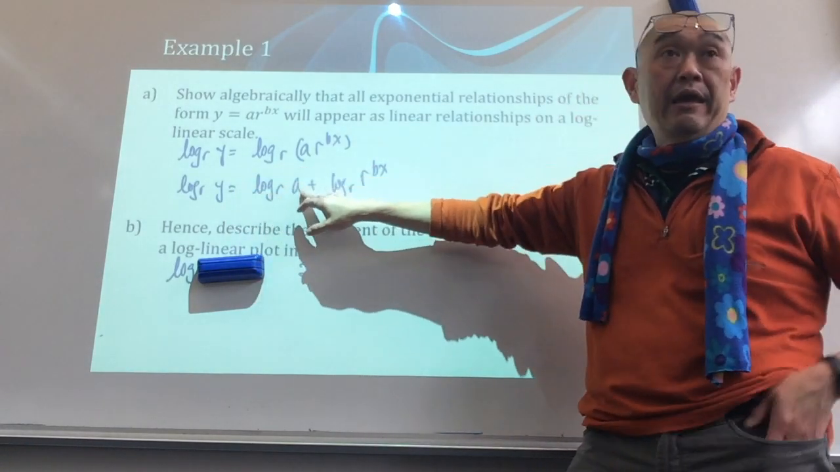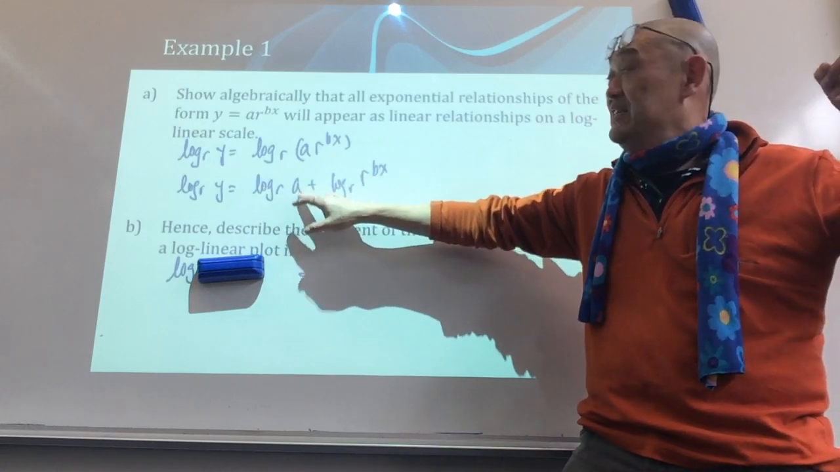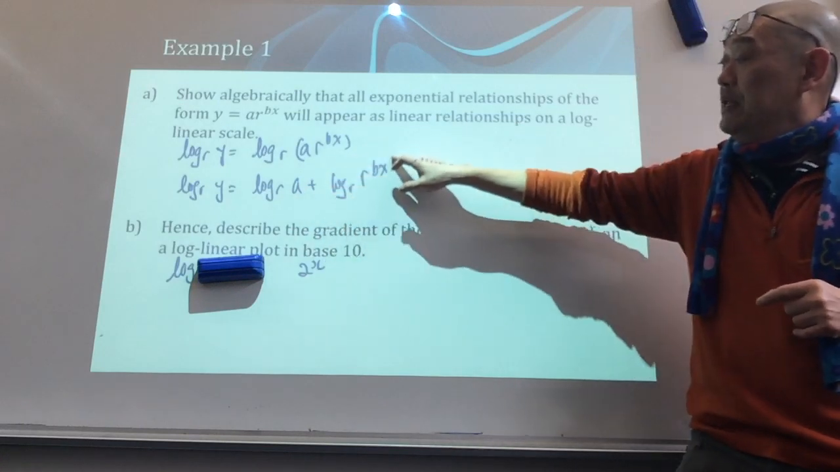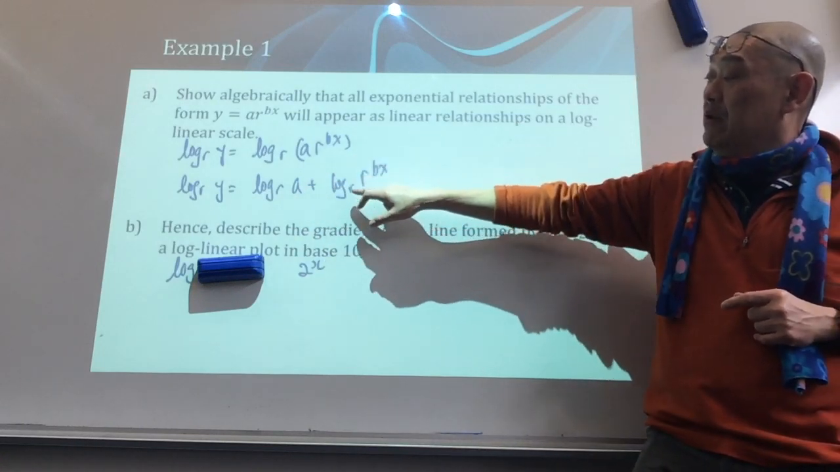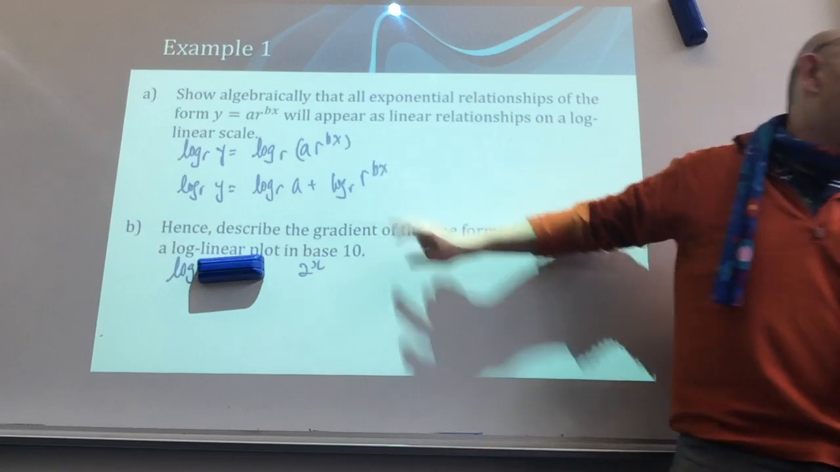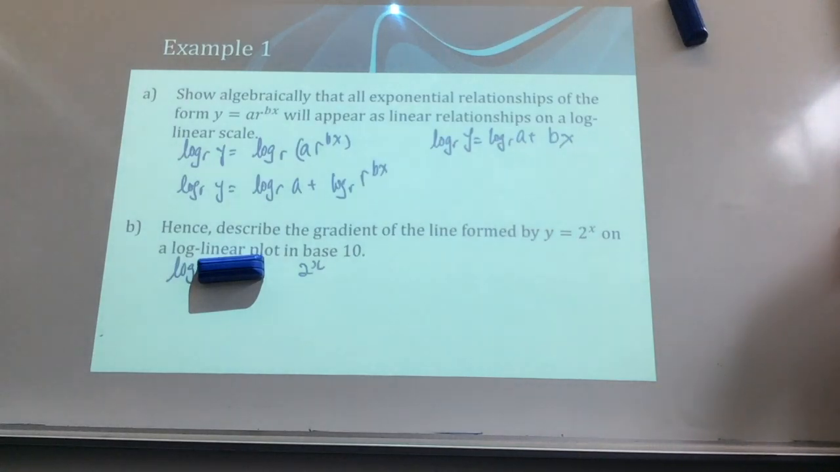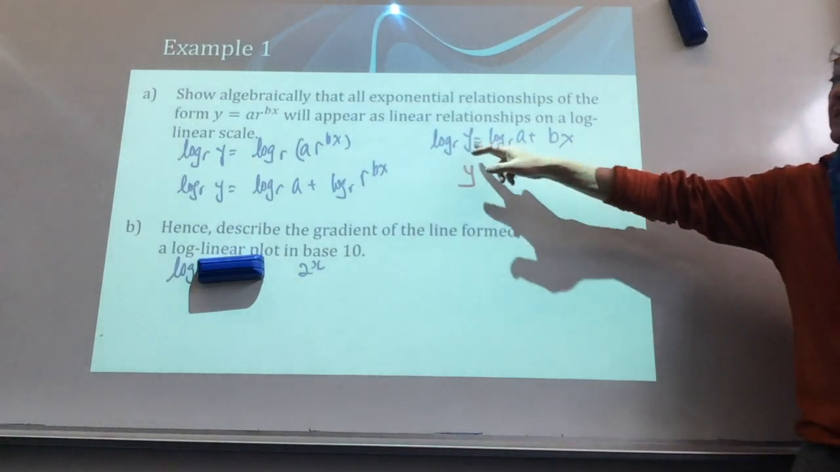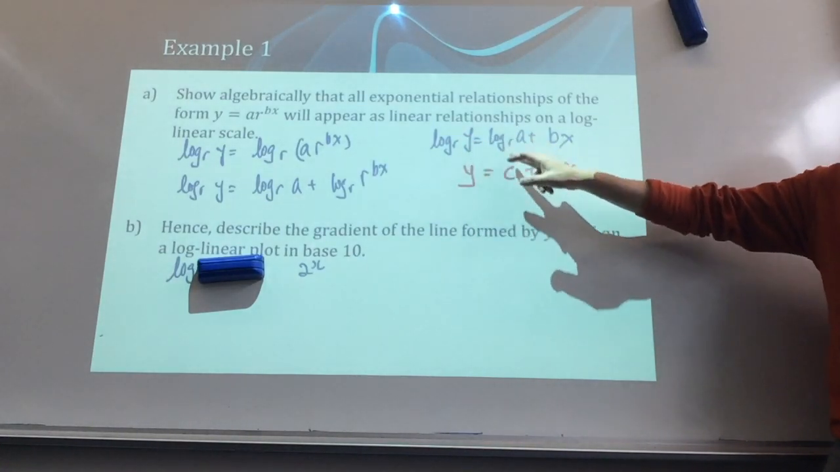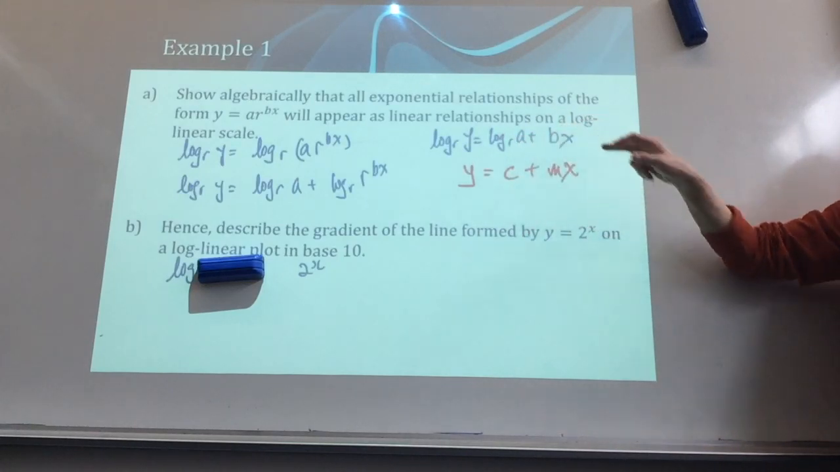Now, what would this be? Log r of a. A is a number. It's just a constant. Yeah, it's a constant. Now, what are you going to do in this case? What would happen to log r of r to the power of bx? Pull out the bx. It will become bx. So therefore, in this form, compare that to y equals mx plus c. Log y is y, log r of a is c, b is the gradient, and x.